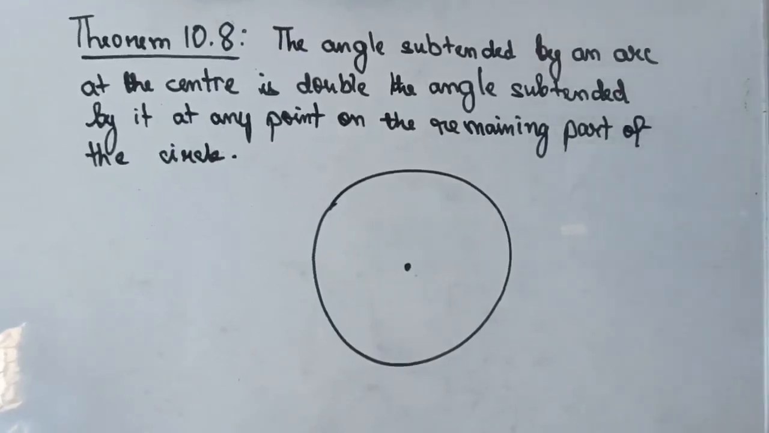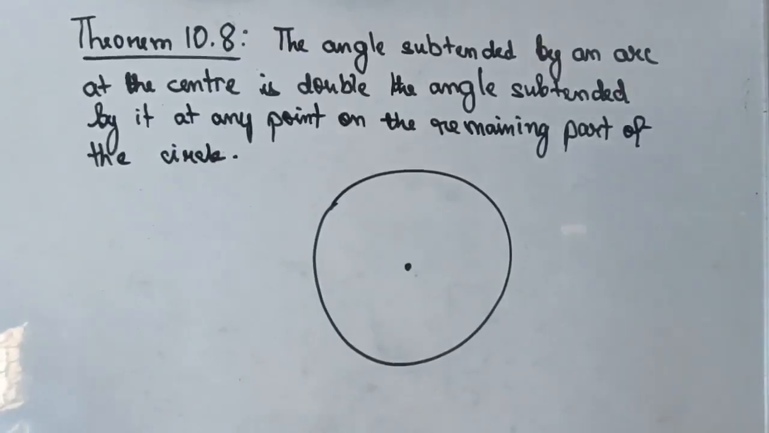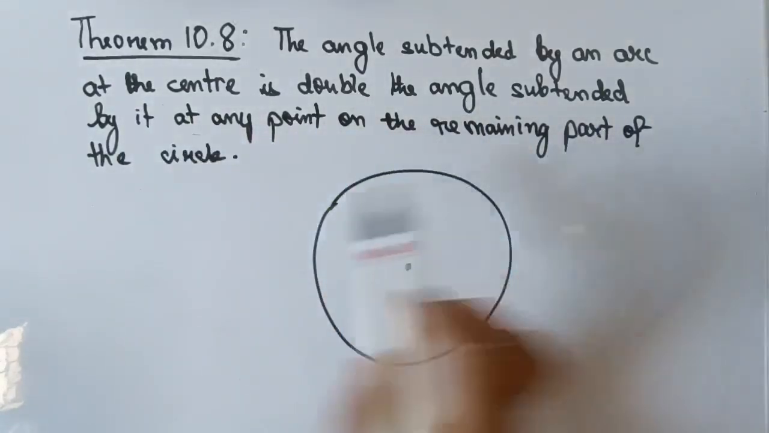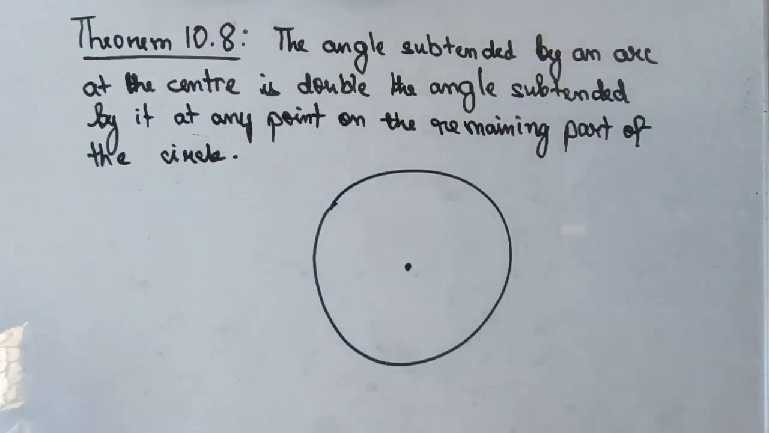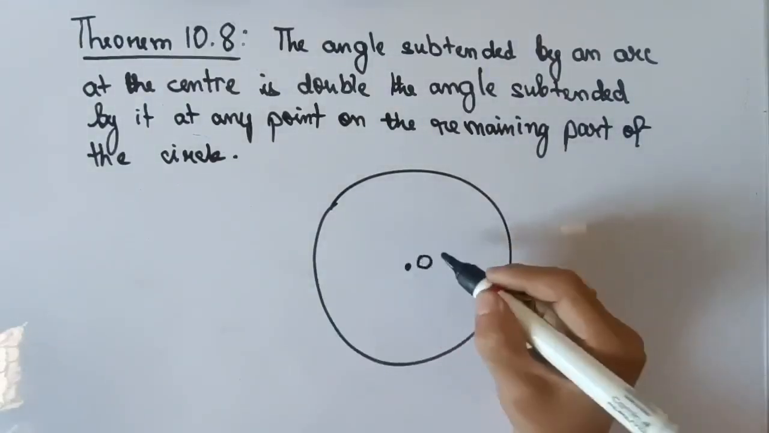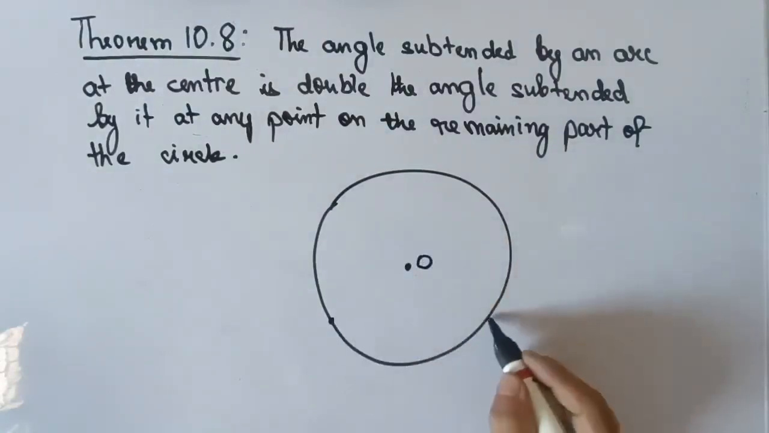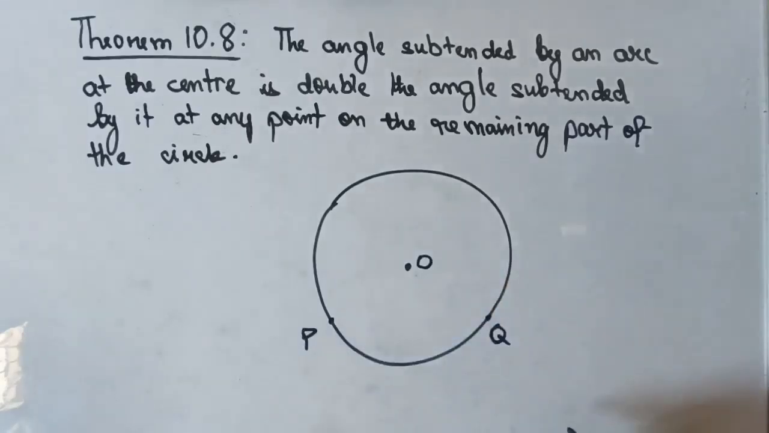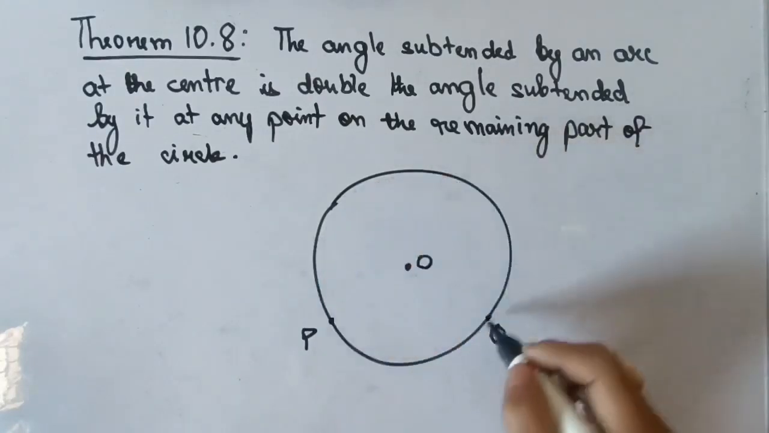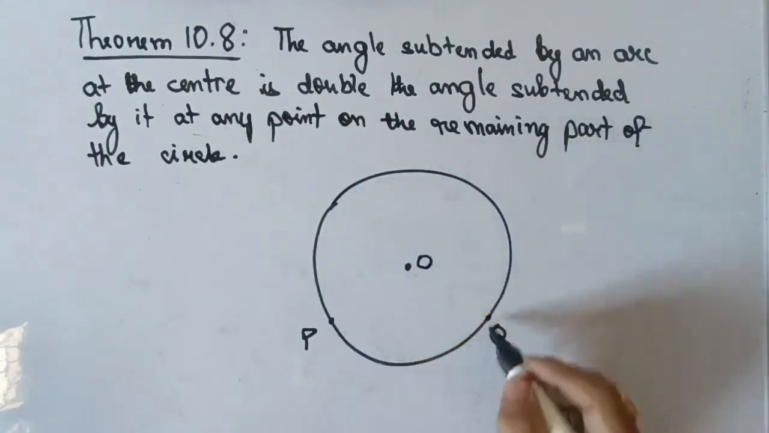Next is theorem 10.8. Theorem 10.8 says the angle subtended by an arc at the center is double the angle subtended by it at any point on the remaining part of the circle. So let us try to understand this theorem. Here is a circle with center O, and P and Q are two points on the circle which divide the circle into two arcs, that is major arc PQ and the minor arc PQ.